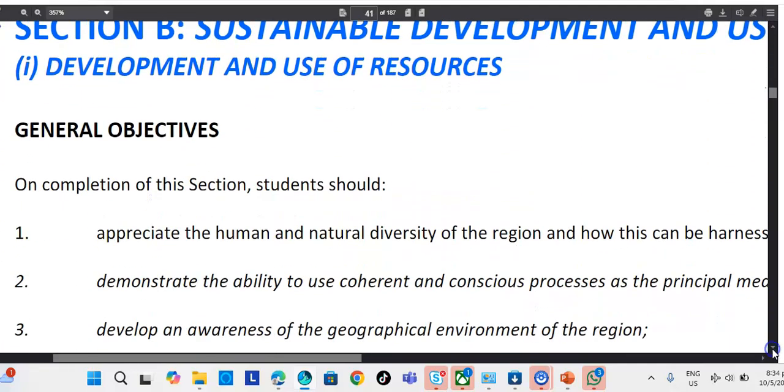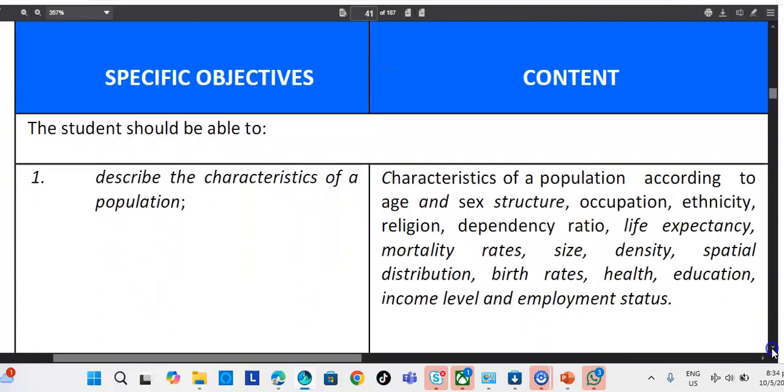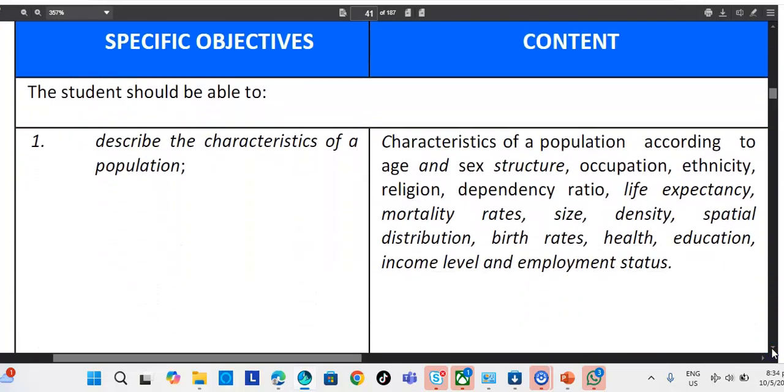And we are going down nicely, guys. We are at section B. So we are finally finished with section A of the syllabus, and we are at sustainable development and use of resources, section B. All right, so let's see what the syllabus has for us. Students should be able to describe the characteristics of a population.